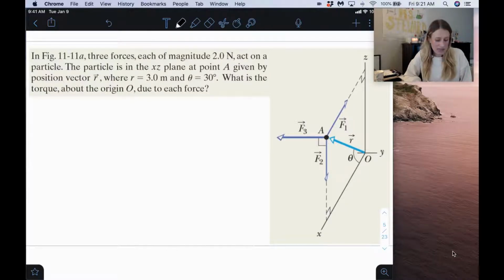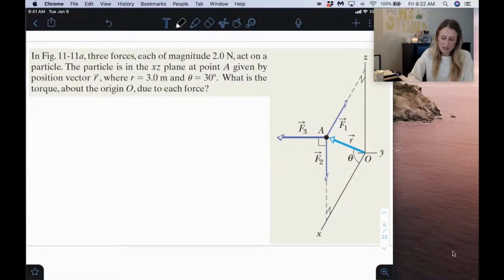So in this figure 11-11A, three forces, each of magnitude 2 newtons, act on a particle. The particle is in the xz plane at point A, given by position vector r, where r is equal to 3 meters, and the angle they give us right there is 30 degrees. What is the torque about the origin O due to each force? So we just want to find 3 separate torques due to 3 separate forces.